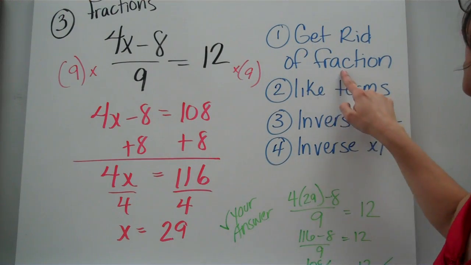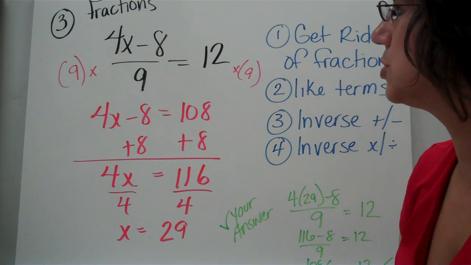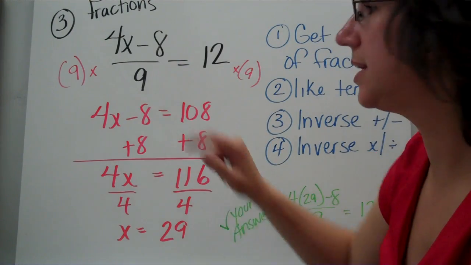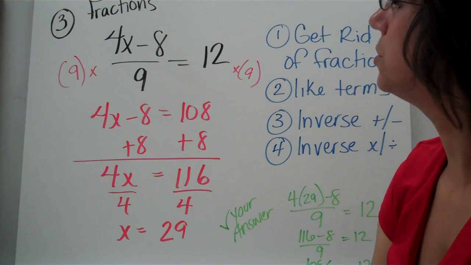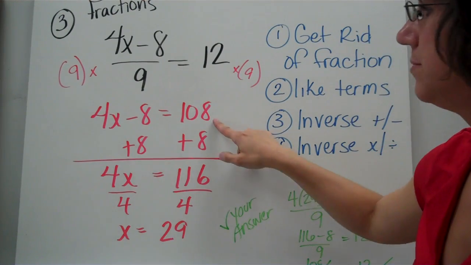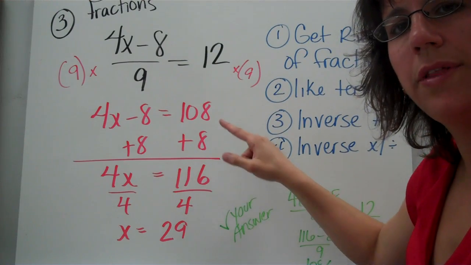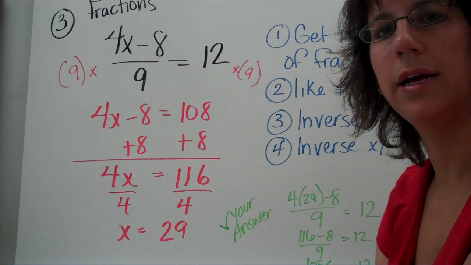So the first thing you're going to do is get rid of that fraction. We don't like fractions. They're hard to work with, so let's try to get rid of them as soon as possible. What's the opposite of dividing by 9? Timesing by 9, right. Times by 9 on both sides of the equal sign. And what do you have left? 4x minus 8 is 108. And then from there you're going to solve in that two-step format. Do all the adding and subtracting, and then all the multiplying and dividing. You end up with 29.